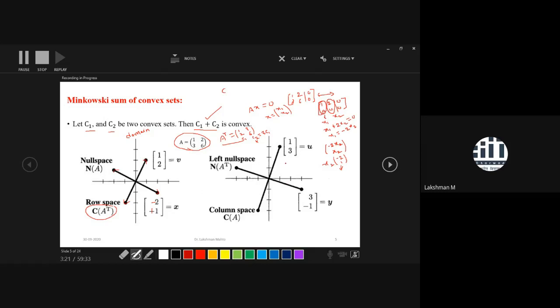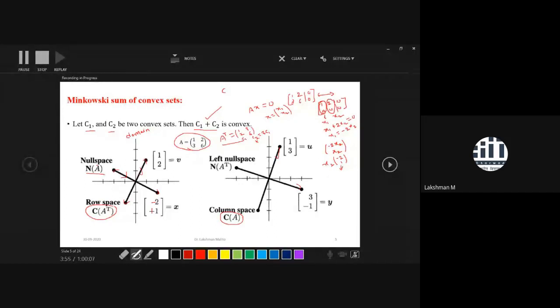Similarly, you have to find the column space of A. The column space of A has all possible linear combinations of the columns of A. That will give this line with direction (1, 3), and similarly you get the null space of A transpose. Now coming to the Minkowski sum, what does it say? If you sum this null space, that means if you sum this line with this line with this line, then what would the resultant be?